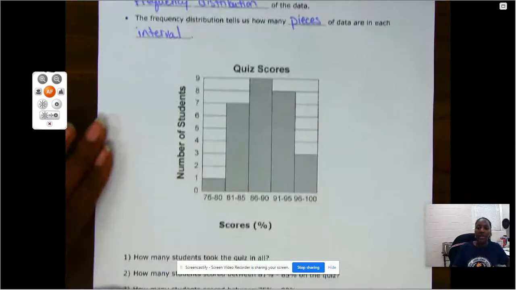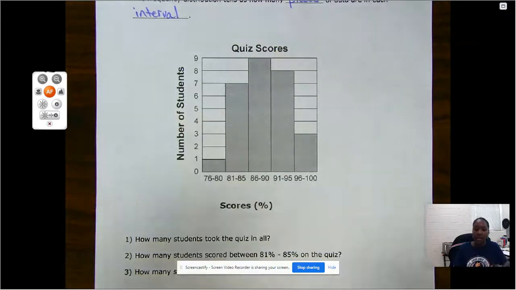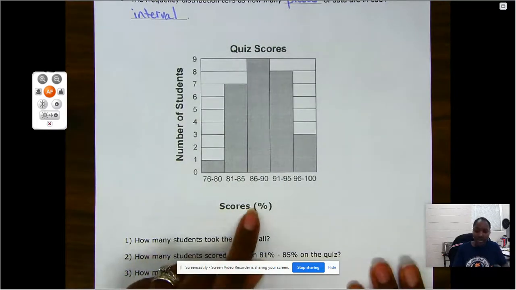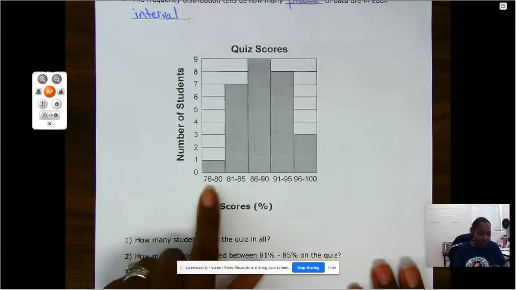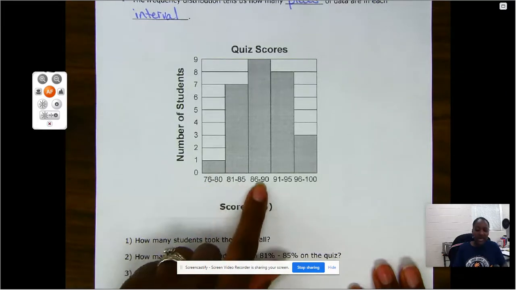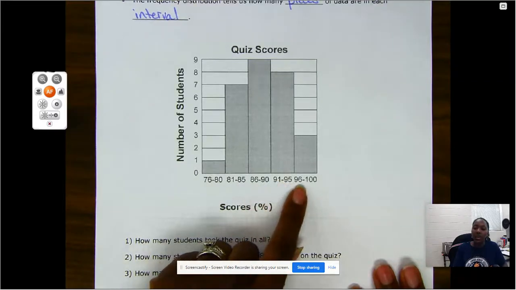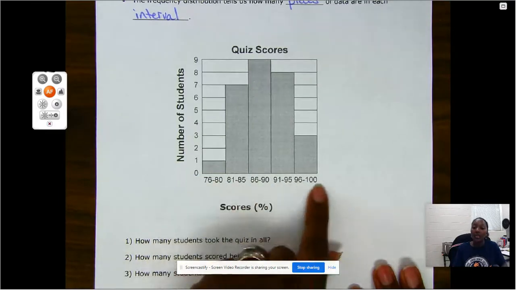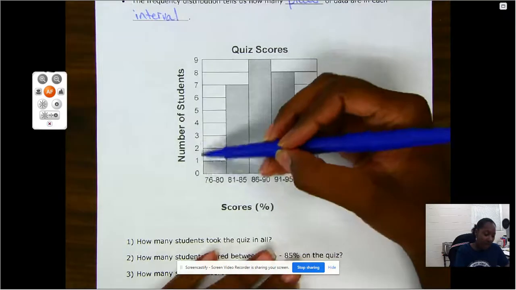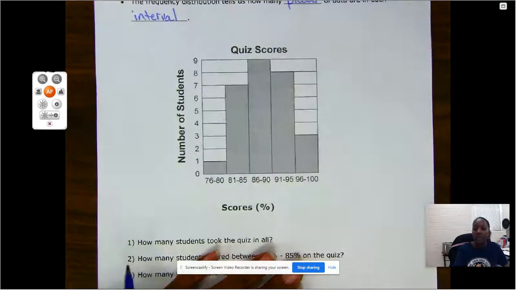Okay, so we're going to take a look at this histogram. Notice that it says quiz scores. That's what they're talking about in here. Along the bottom, which is your x-axis, is your scores, your percents. So they have a group from 76 to 80%, another group that's 81 to 85%, 86 to 90%, 91 to 95%, and then finally 96 to 100%. These are the scores that these students are being grouped into. Along the side, which is your y-axis, is the number of students that got that range of scores.